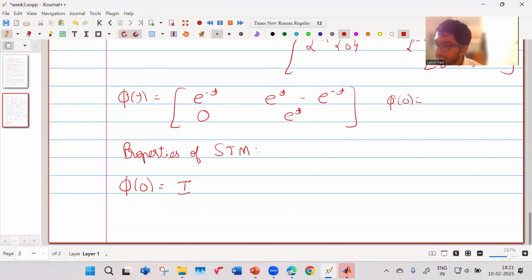So what do we get? E to power 0 is 1, right? So we get 1. This is anyway 0. Then here we get 1 minus 1, so it is 0. And e to power t, so it is 1. Okay, so this is proved. Phi of 0 is 1.